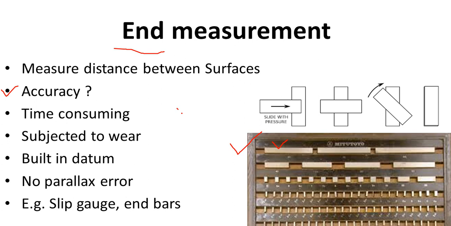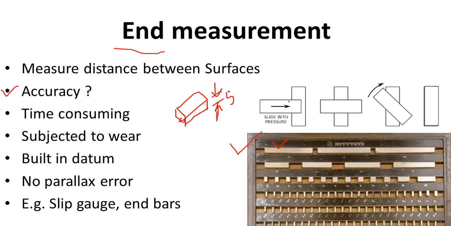A slip gauge is nothing but a block, an eraser kind of block, which is of metal and which has a specific distance. Suppose this is a 5 mm width, a 5 mm distance slip gauge. There are a number of slip gauges having different dimensions. So this is one set. There are a number of slip gauge sets also, which have different configurations of different slip gauges.